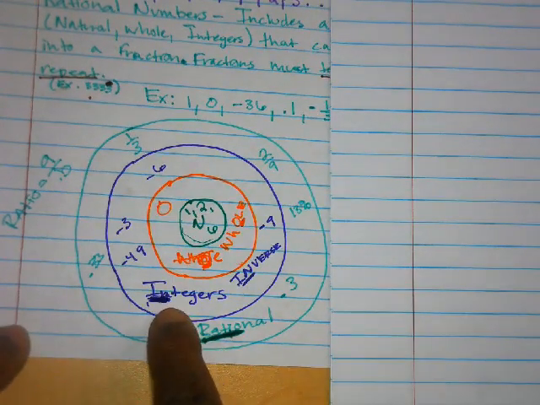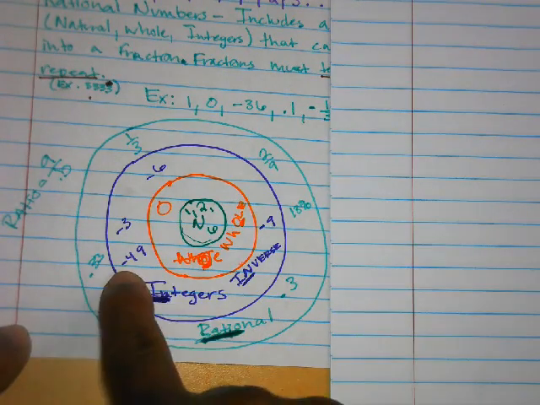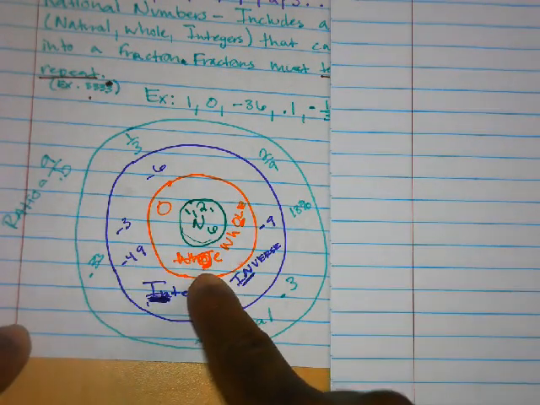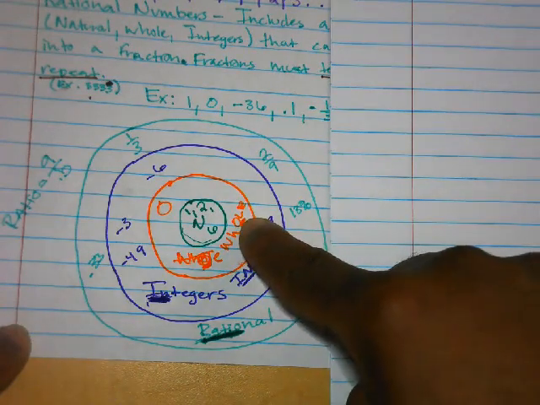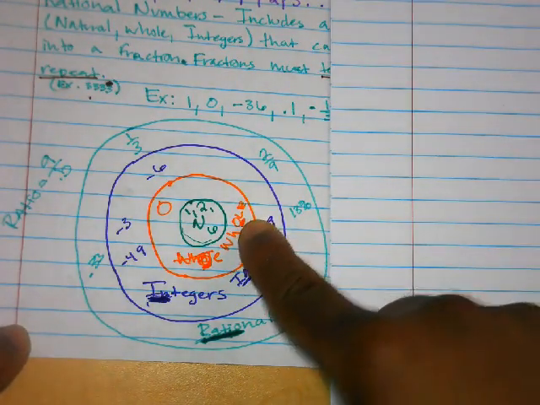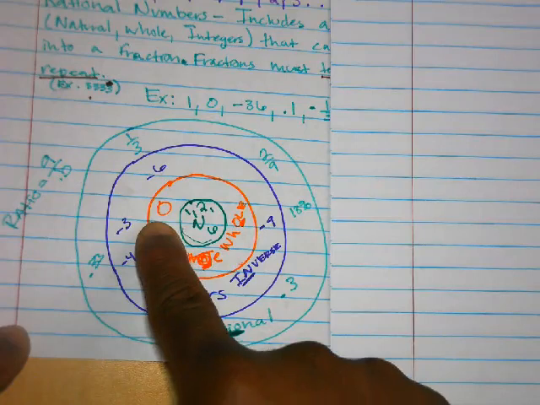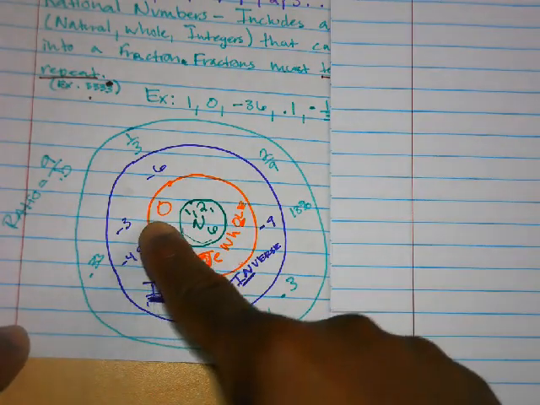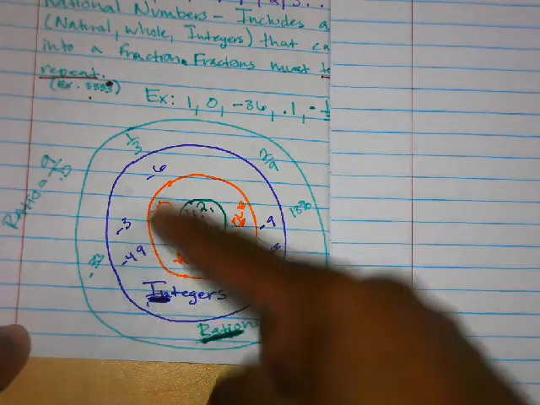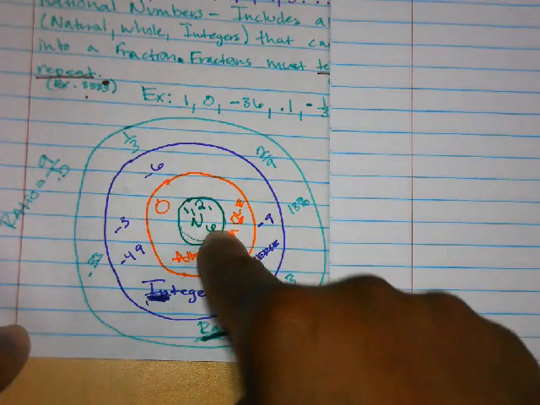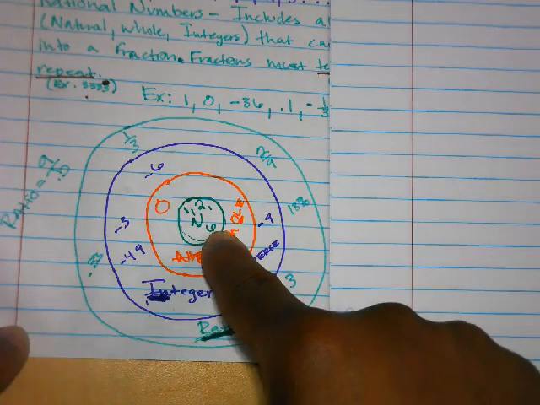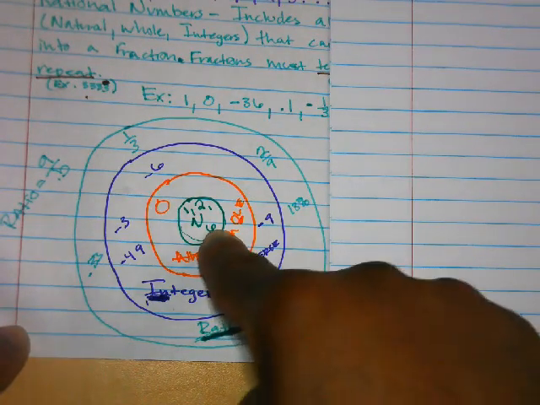We have integers. You underline the IN for inverse because integers are whole numbers and their inverse, which means negative. And then we have whole numbers. Go ahead and underline the O in whole because that reminds us of a zero, because whole numbers include all the natural numbers and zero. And then natural numbers are just our counting numbers 1, 2, 3, 4, 5, so on, all the way until positive infinity.